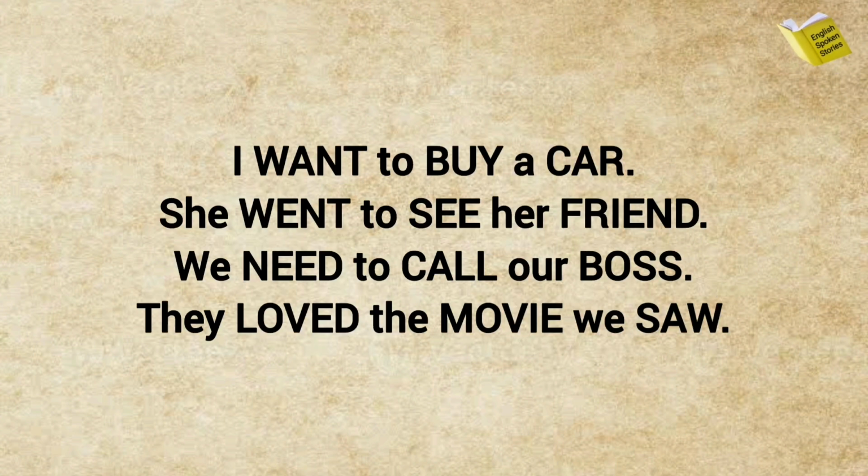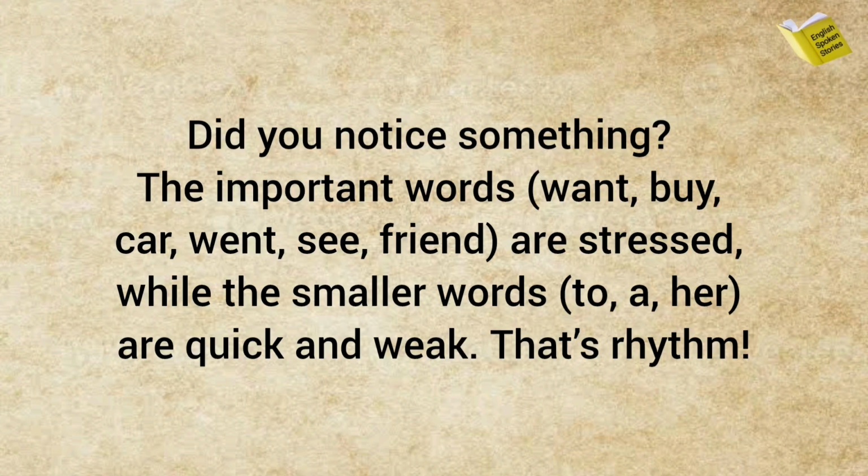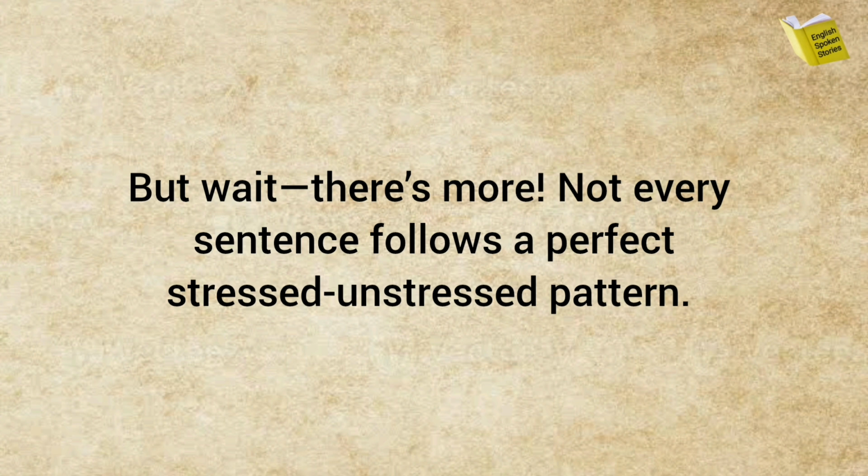I want to buy a car. She went to see her friend. We need to call our boss. They loved the movie we saw. Did you notice something? The important words, want, buy, car, went, see, friend, are stressed, while the smaller words, to, a, her, are quick and weak. That's rhythm. But wait, there's more.